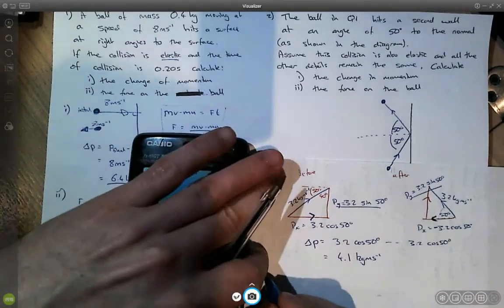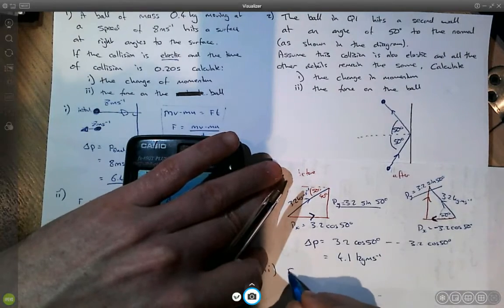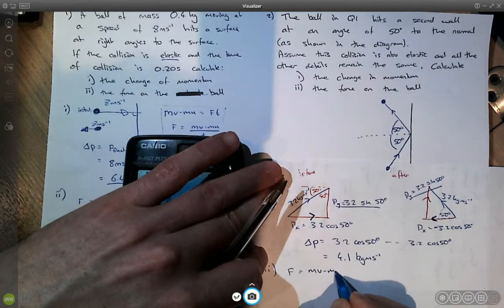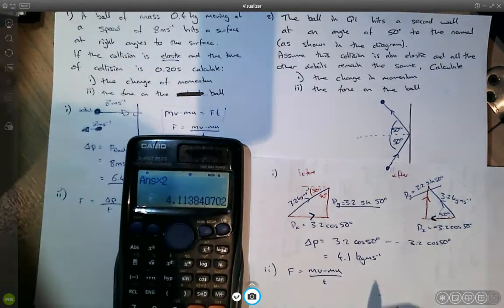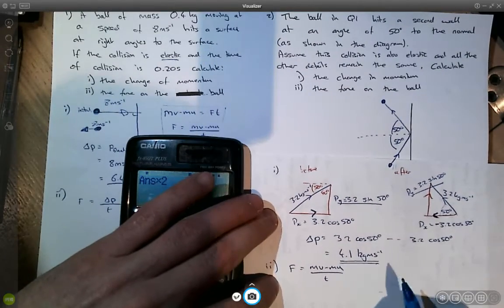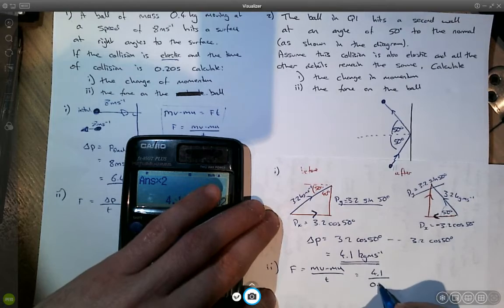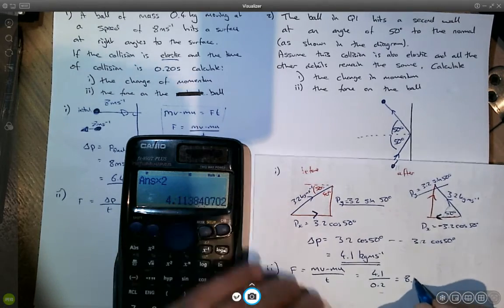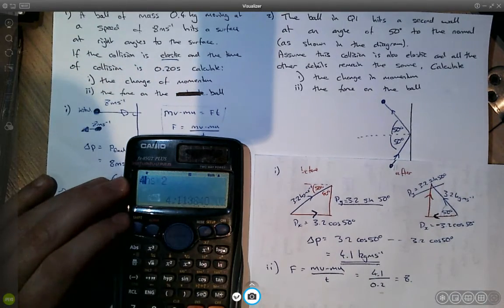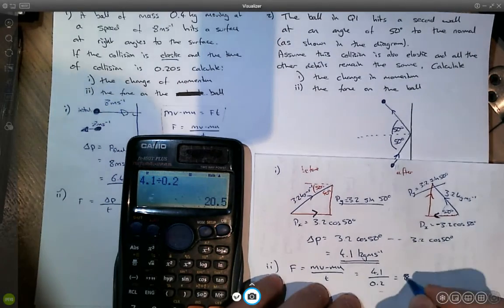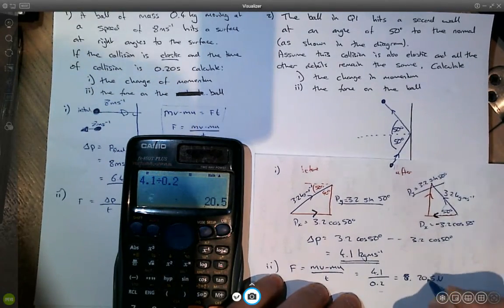And then in part II, we want the force on the ball. Well, force is change in momentum over time. This is the change in momentum here. So the force is obviously 4.1 over 0.2, which is 4.1 divided by 0.2, which is 20.5 newtons.